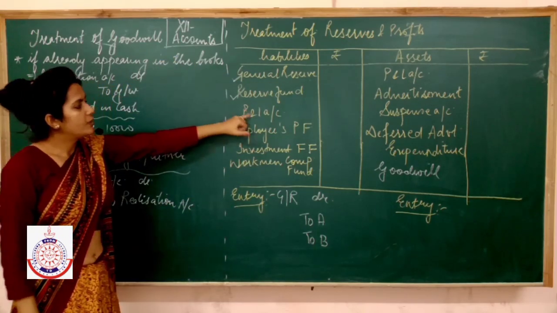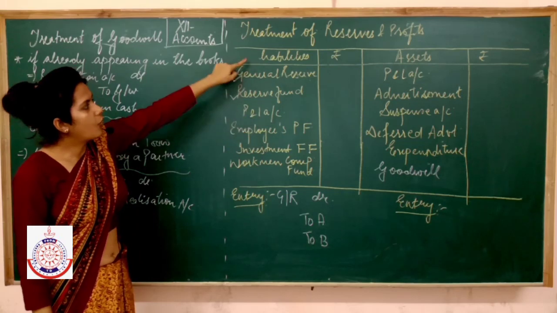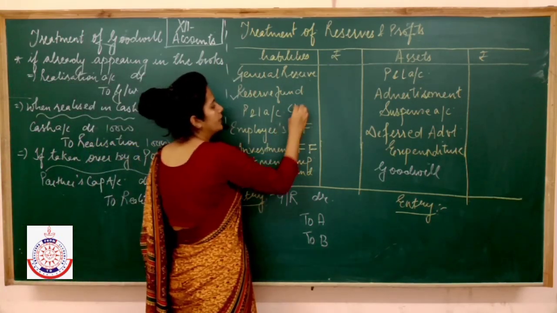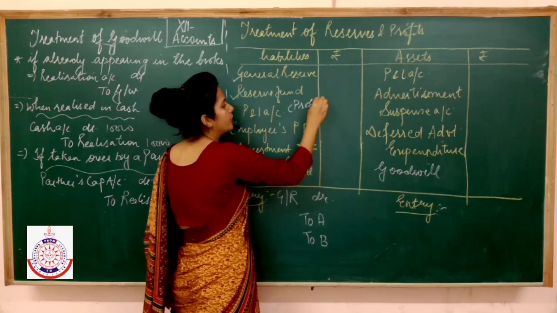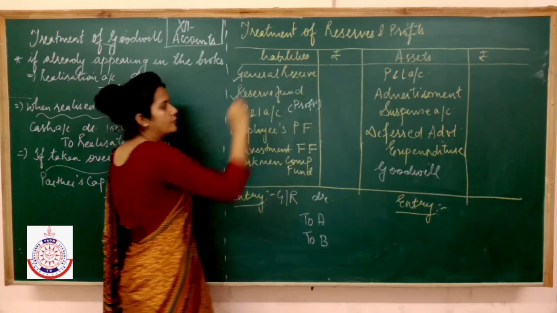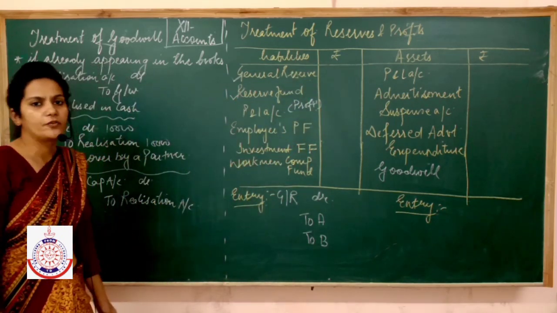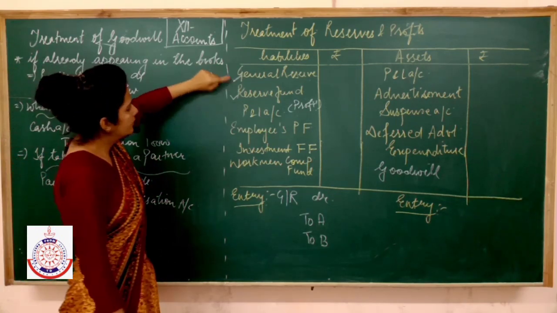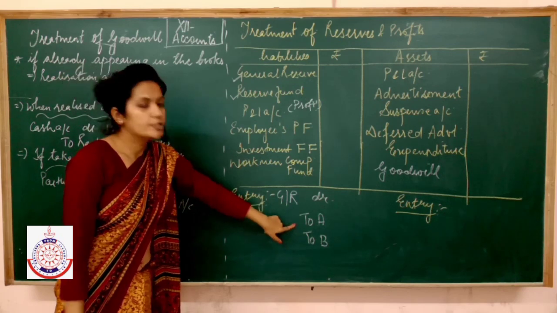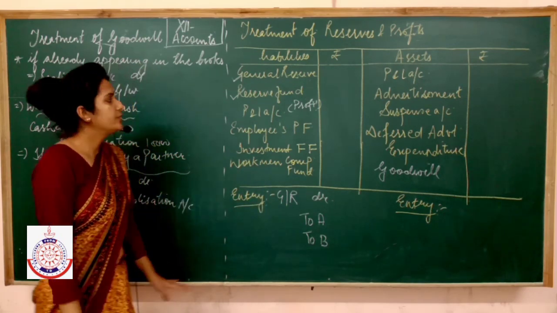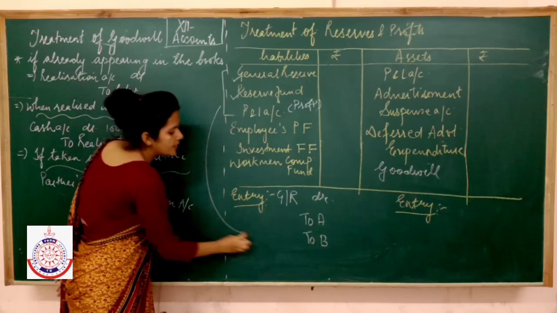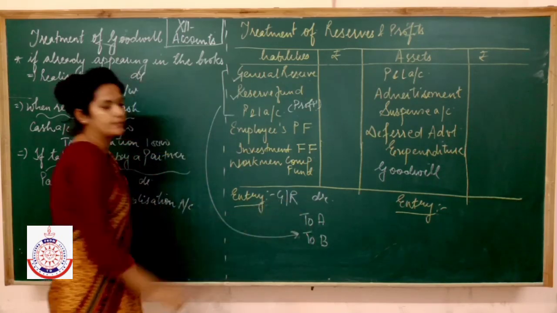Now, if the profit and loss account is appearing on the liability side of the balance sheet, then you know it is a profit. So the same entry will be passed: profit and loss account debited to A to B. As we are giving all these three things to the partners, the partners' accounts will be credited.